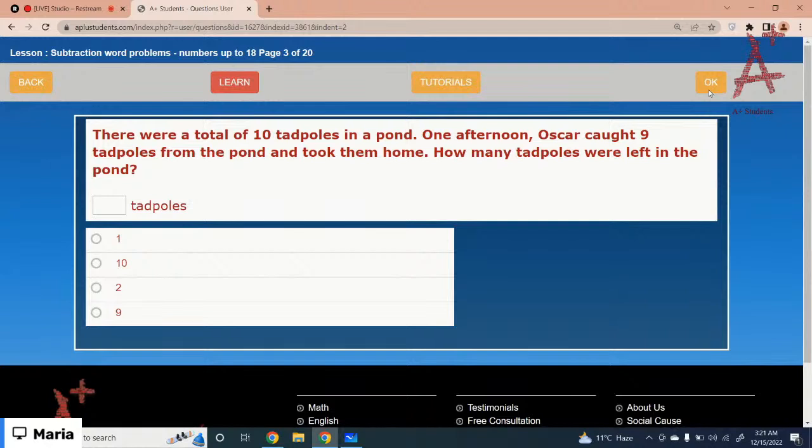There were a total of 10 tadpoles in a pond. One afternoon, Oscar caught 9 tadpoles from the pond and took them home. How many tadpoles were left in the pond? So you have 10 tadpoles. Out of the 10, Oscar caught 9 of them. Got it? So 10 take away 9 equals 1. Got it? Just select the correct option and click on the OK button.